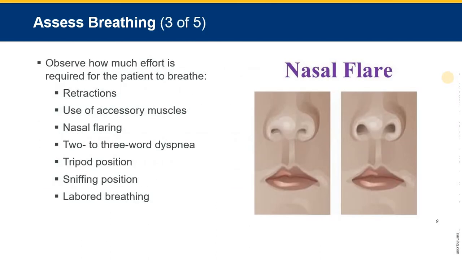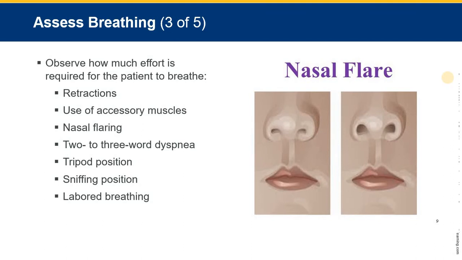So one of the things you're going to notice here is the effort that the patient is giving. Watch for those retractions that we showed you. Any sort of accessory muscle use. Are they really breathing hard with their belly? Are they using their neck muscles to breathe? Is there nasal flaring going on, which is when the nares of the nose expand to inhale so they can get even more breath in?